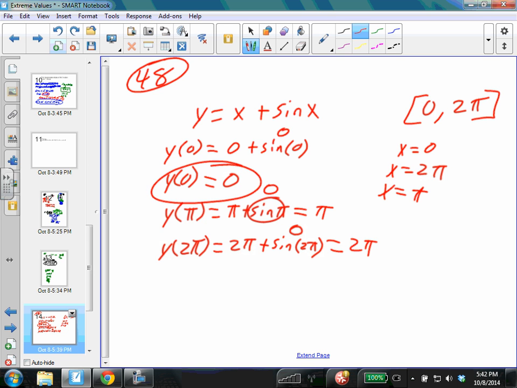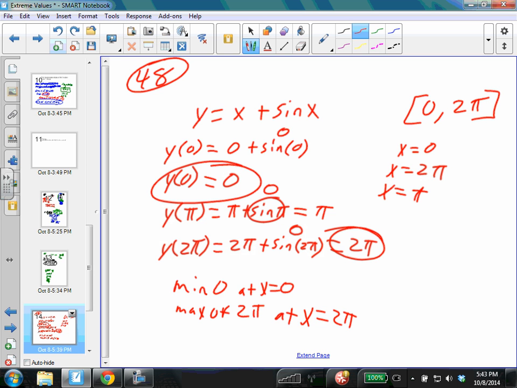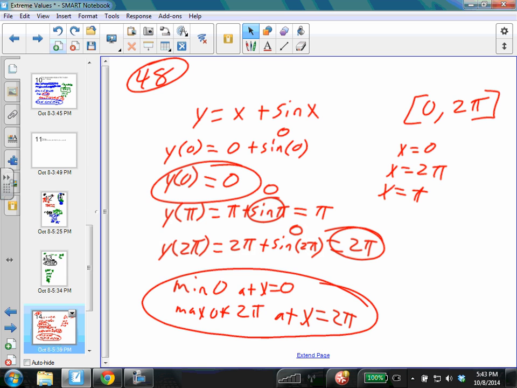And so here's our smallest one, it's 0. So we have a min of 0 at x equals 0. And then 2 pi is our largest, so we have a max of 2 pi at x equals 2 pi. So those right there would be our two extreme values.